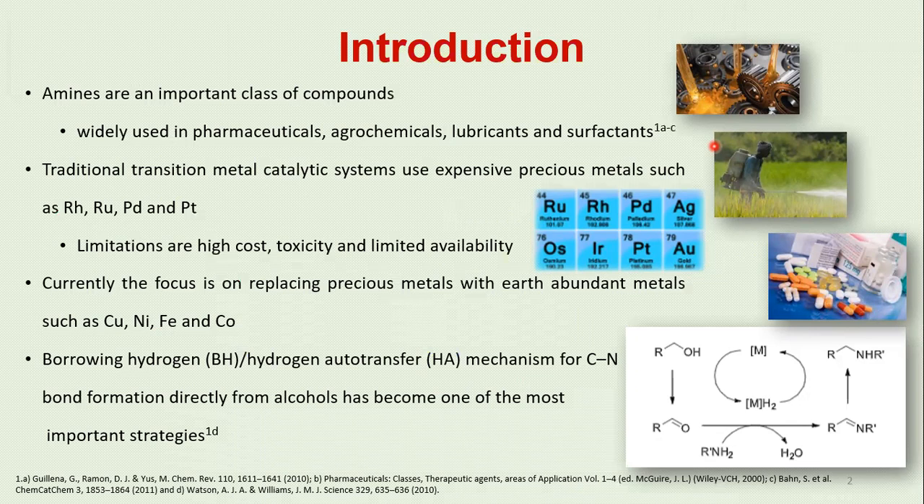The various transition metal catalytic systems developed for the N-alkylation of amines using alcohols are based on precious metals such as rhodium, ruthenium, palladium, and platinum. These metals have limitations and pose serious concerns, such as their high cost, limited availability, and toxicity.